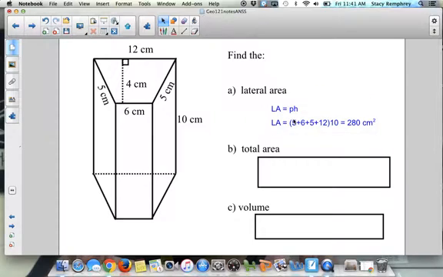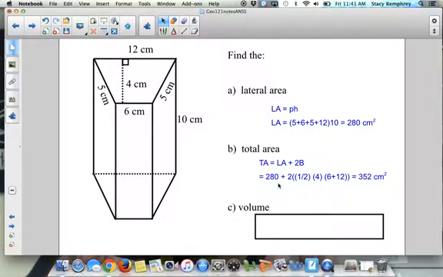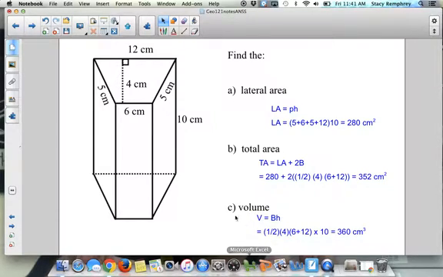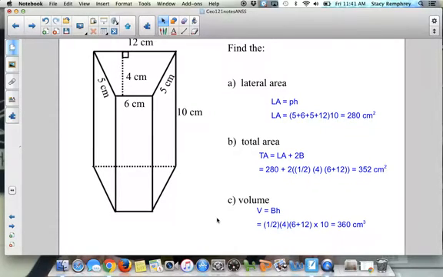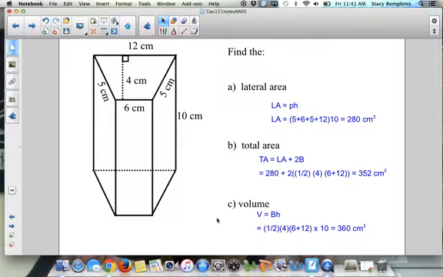All right, for the lateral area, you can see my work, total area and volume. Okay. And if you have questions, you're not sure where something came from, write that down, and you can definitely email me or come and talk to me about that. The 1/2 times 4 times 6 plus 12 is coming from our area of a trapezoid, 1/2 the height multiplied by the sum of the bases, and we did that in chapter 11.